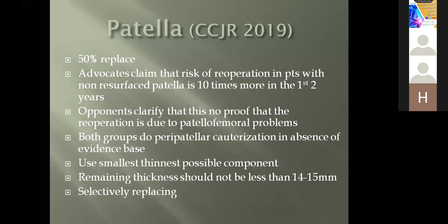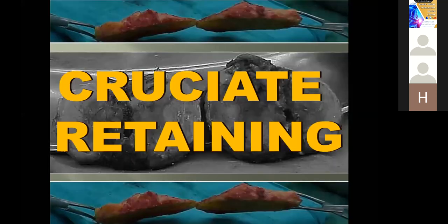Use the smallest, thinnest possible components to replace the patella. Remaining thickness should not be less than 14 or 15 millimeters: 14 millimeters in females, 16 millimeters in males. So most of the surgeons now are going for the concept of selectively replacing the patella depending on the patient and the degree of erosion and arthritis in the patellofemoral component.